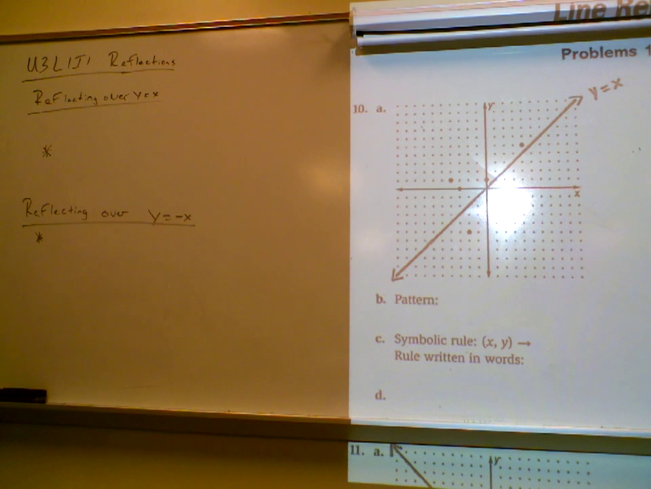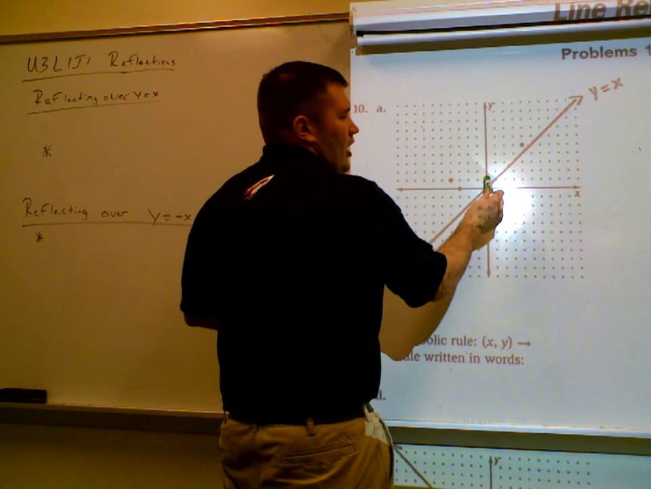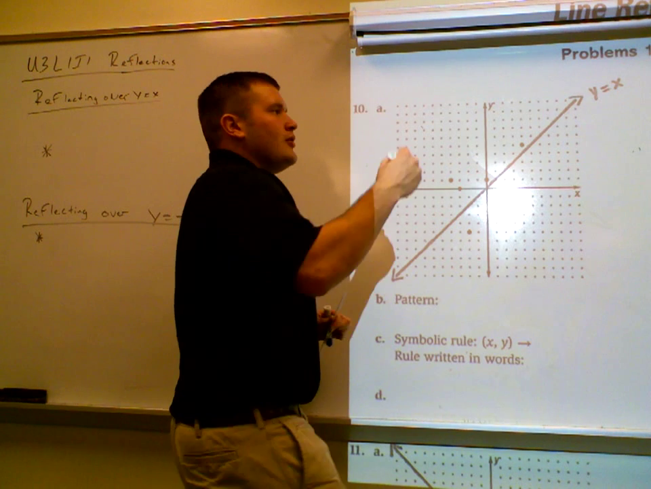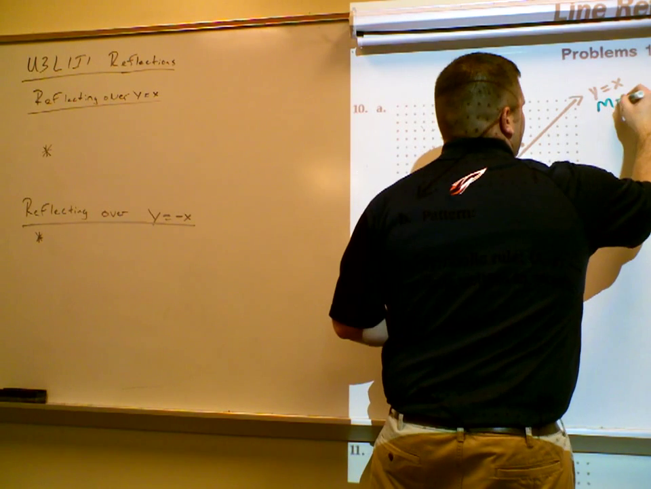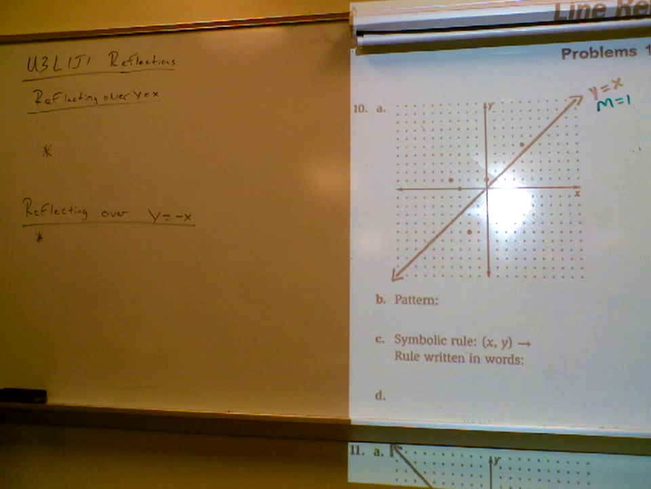Does that make sense, guys? Yeah? Okay. What is the slope of this line? We go up 1 over 1, right? Up 1 over 1, up 1 over 1. What's the slope? 1 over 1. So slope is just 1. Does that make sense? Okay.